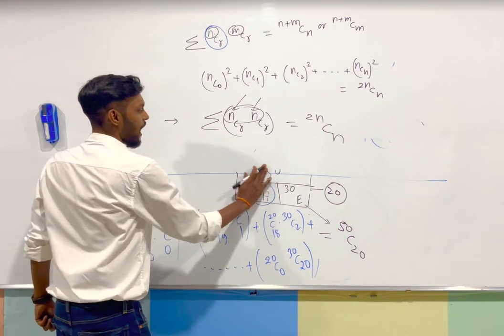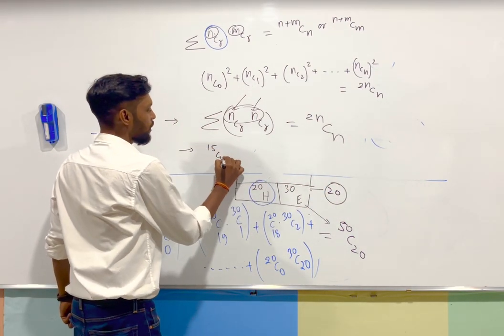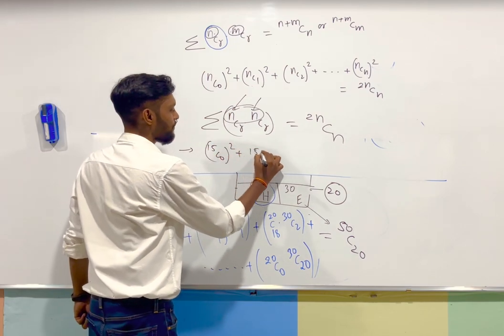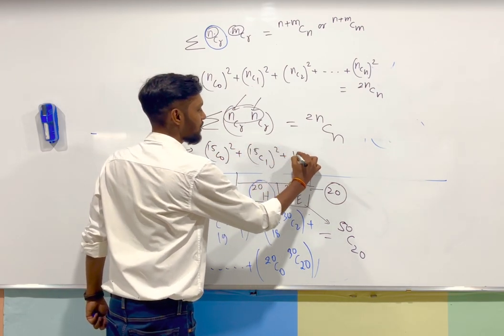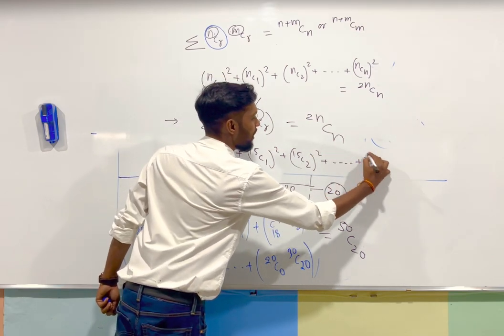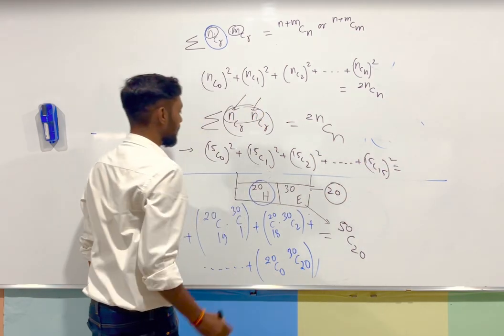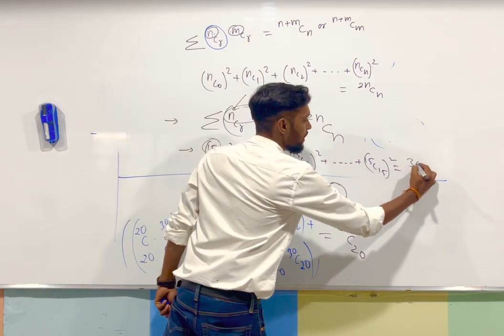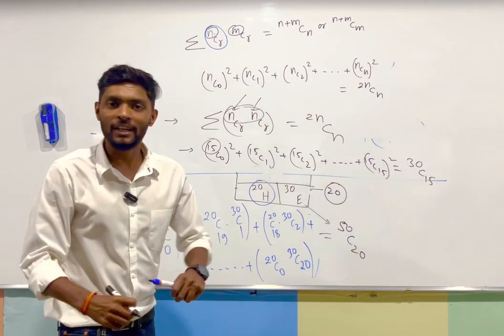So suppose someone asks you what is the value of 15C0 square plus 15C1 square plus 15C2 square up to 15C15 square, what will be the answer? The answer will be 30C15. It is very simple.